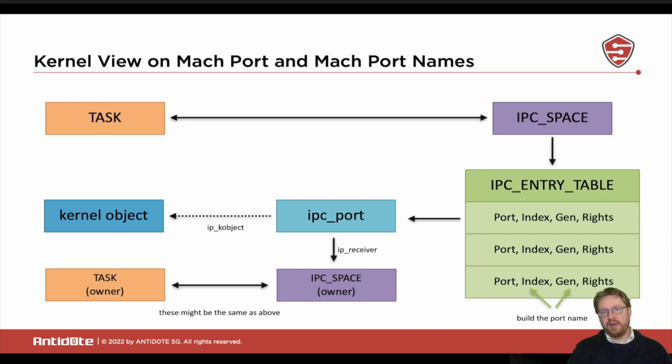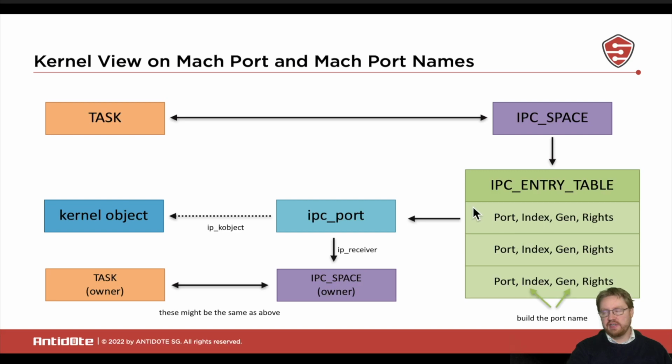The IPC space points to our IPC entry table, and then each entry is basically a collection of a pointer to a port, the index that this port represents, and the generation count for that index, and the rights for this port that our task has. And then the index and the gen count together represent the Mach port name in userland.